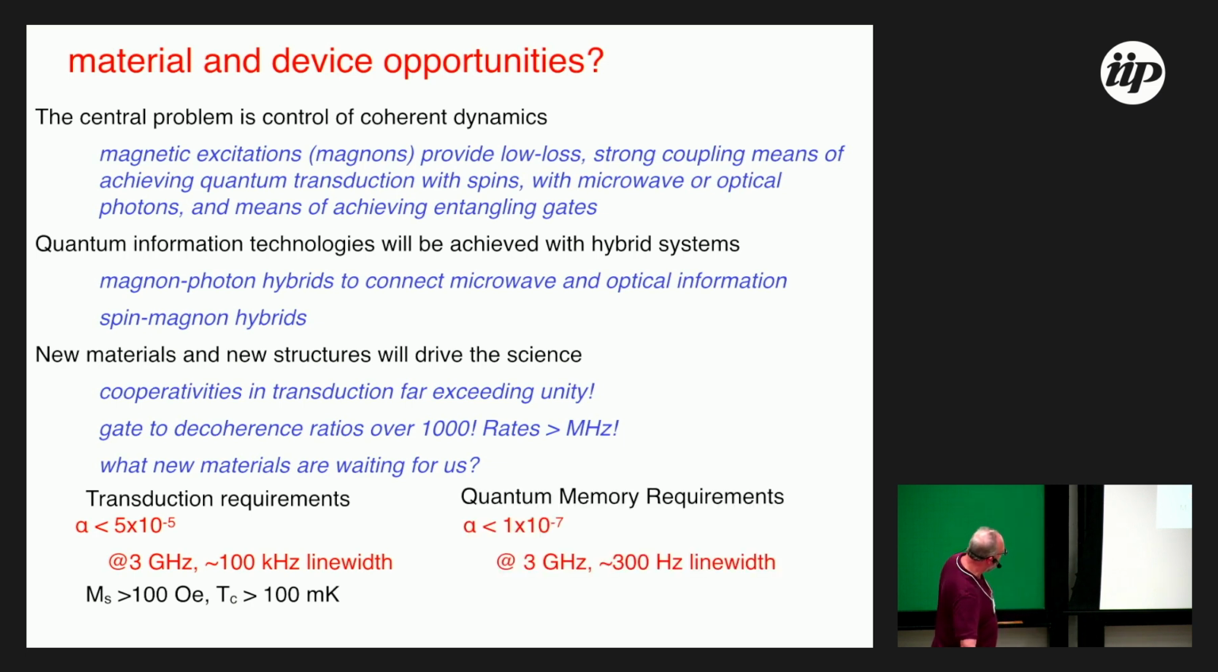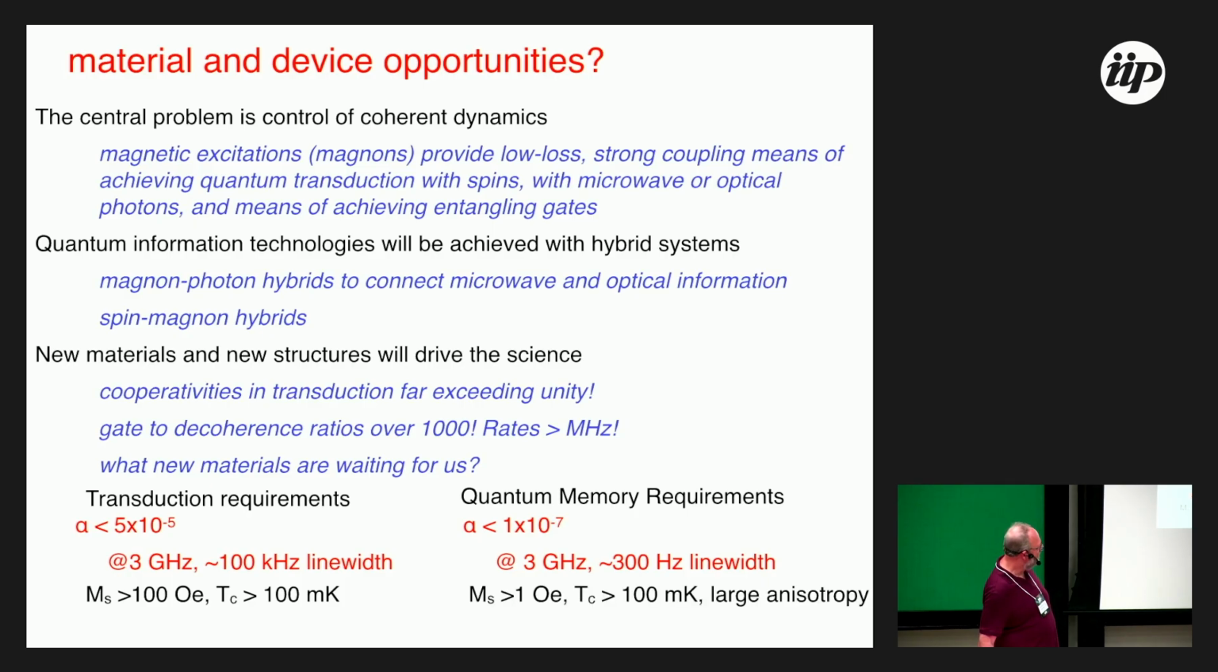Now, the criteria for quantum memory are just really terrifying. Probably for the worst quantum memory, you're going to need a damping of about 10 to the minus 7, a 300 hertz line width, because otherwise, why is anybody going to look at your system when they have 1 millisecond coherence times in other settings for memory? For that, you also don't need a large magnetization. You still need a Curie temperature that's probably greater than 100 millikelvin, and you're probably going to be working with a large anisotropy.